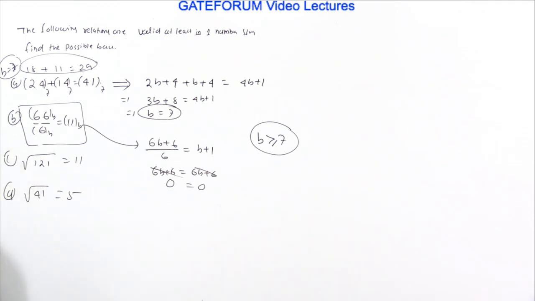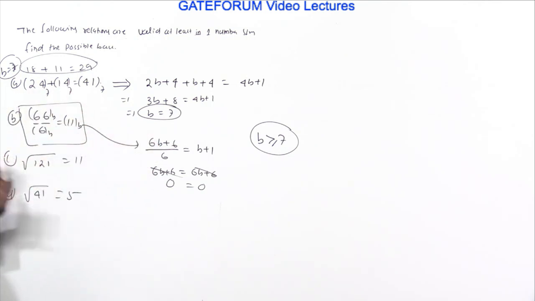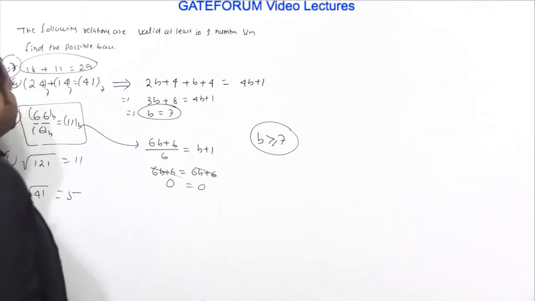Why am I not saying B equals something like 2, 3, 4? Because 0 equal to 0 means this equation is valid for any base. B equal to 2, 3, 4, anything is valid. But if I write here B is 2, 3, 4, then these are invalid representations. You cannot have 66 in base 3 or base 4. So that is not acceptable, and we are discarding it.